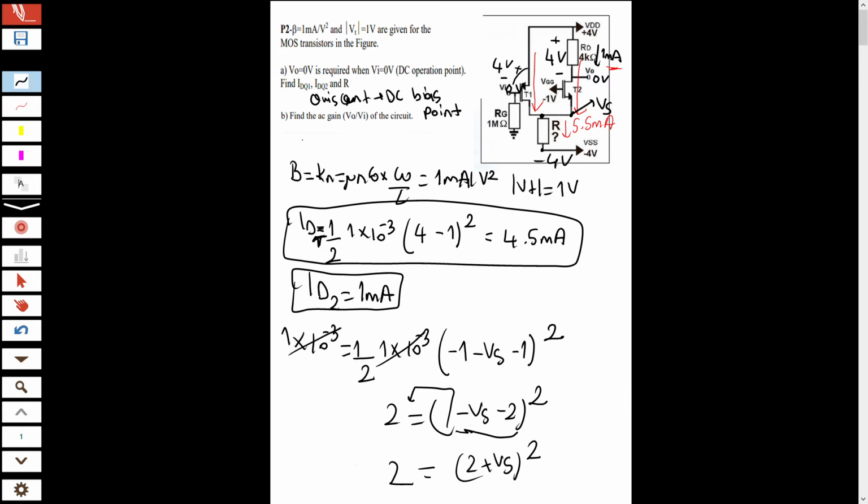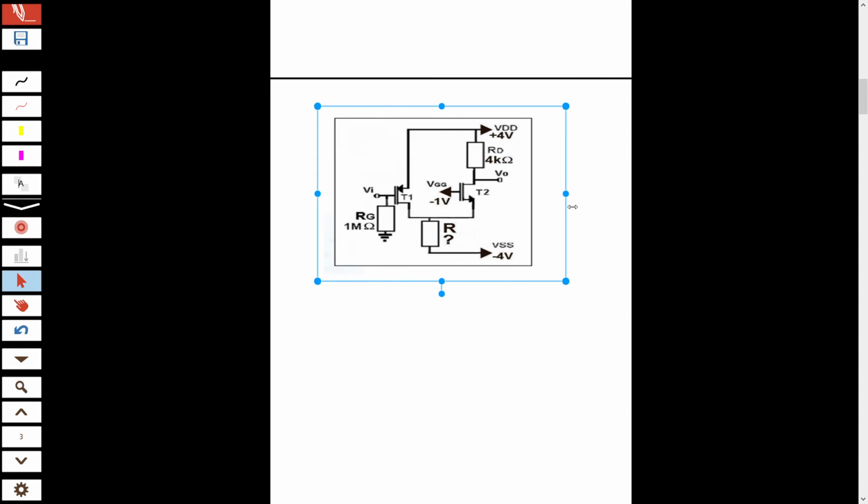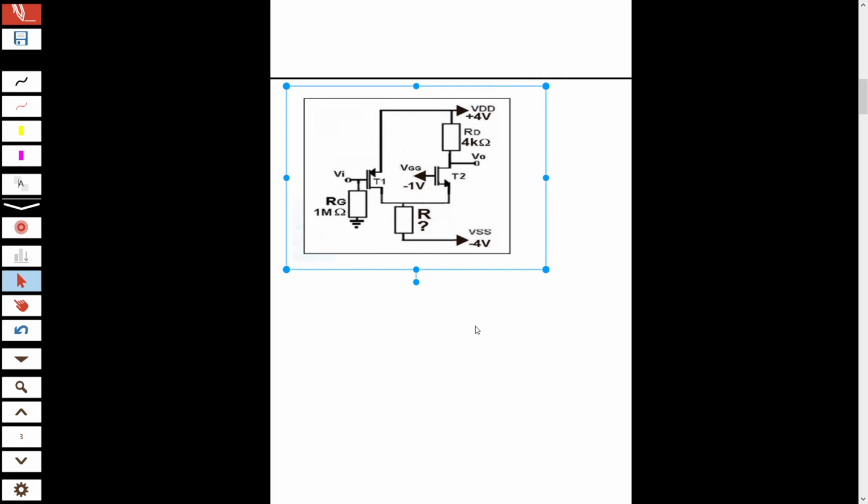Let's make section B. Section B asks for the AC gain of the circuit. So how can I find the AC gain? Let's draw the AC equivalent of this circuit first. I will copy it and paste it here. In the AC case, remember, DC voltage supplies will be grounded. Also this is grounded, and this VGG is also grounded.